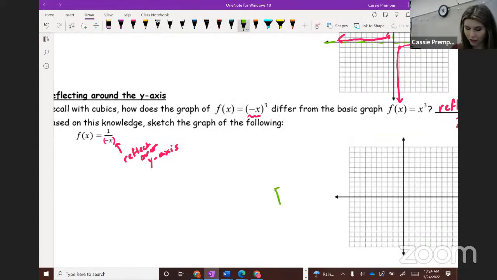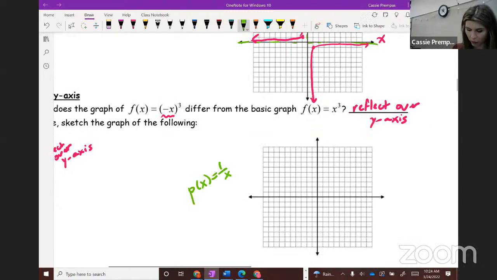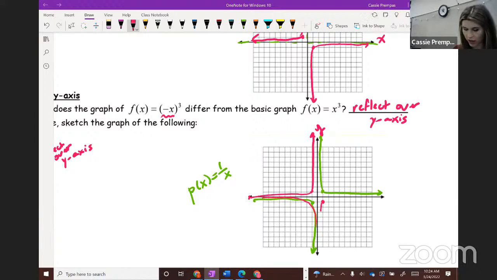So again, my parent graph looks like this, 1 over x. If I graph those points again of (1, 1), (-1, -1), and I know it goes up towards 0, to the side towards 0. Now, if I think about reflecting this over the y-axis, the part that's to the right of the y-axis gets reflected to the left of the y-axis. So it goes like this. And the part that's to the left of the y-axis gets reflected to the right of the y-axis.